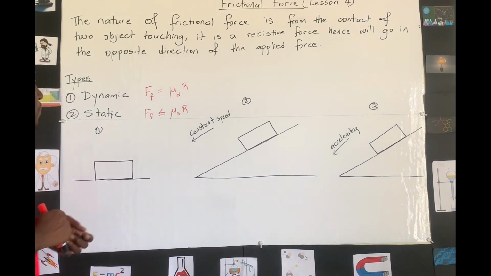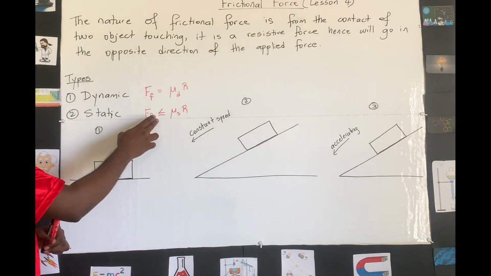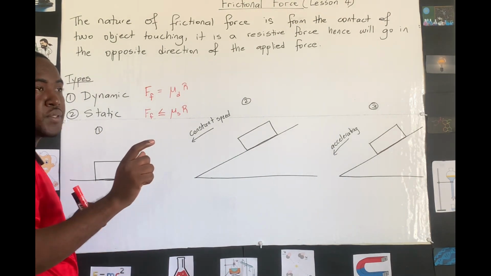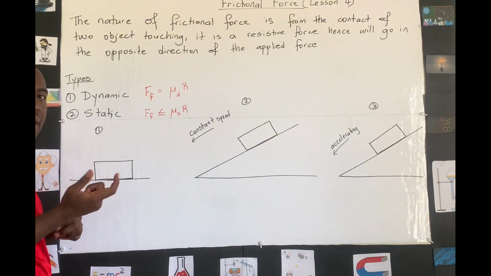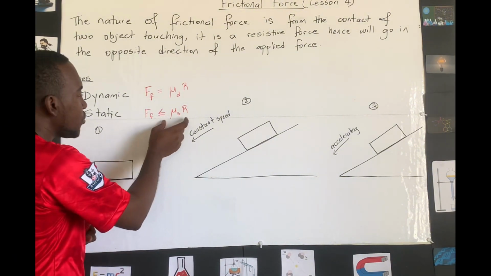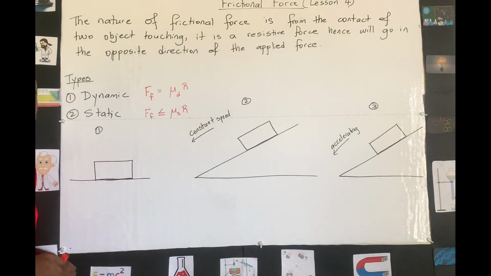All right. Now, notice that for static, it's not an equal sign. What this means is it's a range. The static frictional force is a range based on your applied force. So it's a range from between 0 to the product of your coefficient times your normal force.